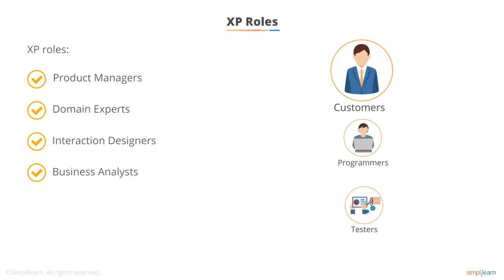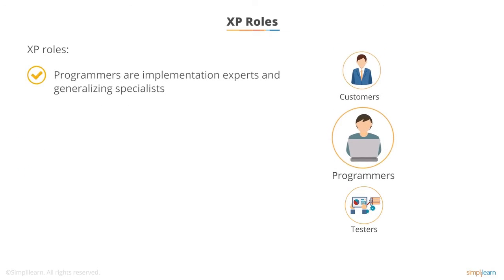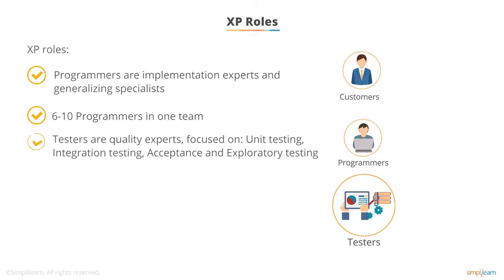Ideally, there will be 2 for each 3 programmers. Programmers are the implementation experts. As we said, they are generalizing specialists, meaning programmers can exchange roles as necessary during the execution of the project. Ideally, there are 6 to 10 on a team. Testers are the quality experts and focus on unit testing, integration testing, acceptance, and exploratory testing. There are ideally 1 for each 6 developers.